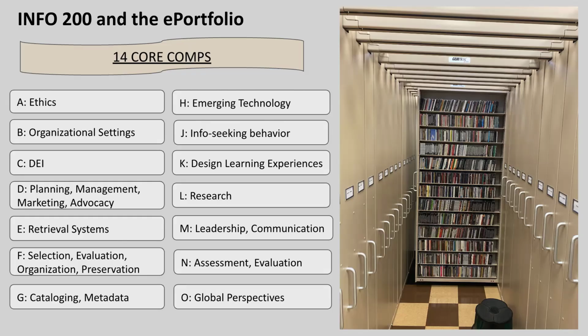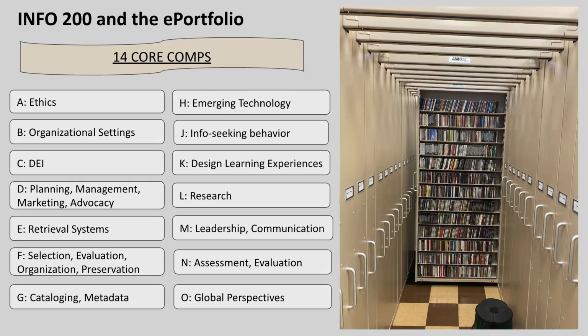Here, you can see that the 14 areas cover the following topics: ethics, organizational settings, DEI, planning, management, marketing, and advocacy, retrieval systems, selection, evaluation, organization, and preservation, cataloging and metadata, emerging technology, information-seeking behavior, designing learning experiences, research, leadership and communication, assessment and evaluation, and global perspectives.